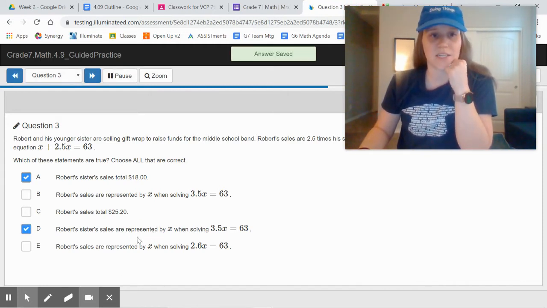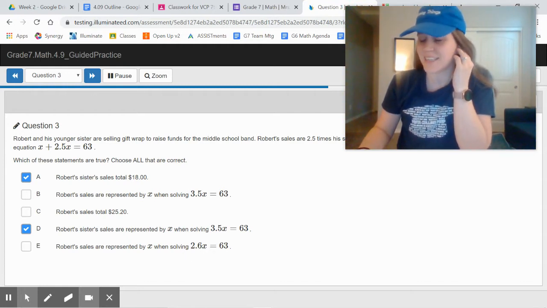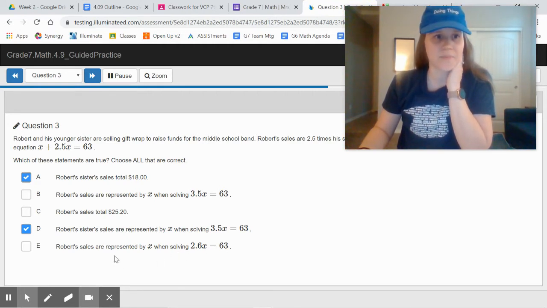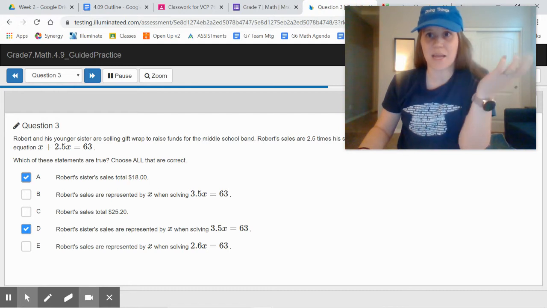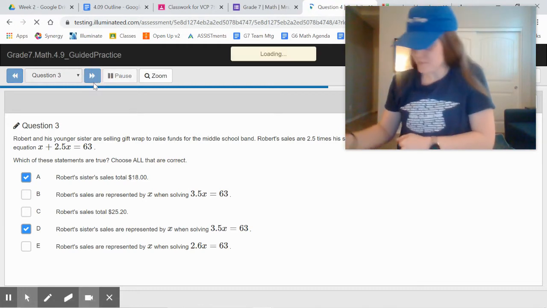E, Robert's sales are represented by X when solving 2.6x equals 63. Not relevant. We didn't solve that equation. You would get this equation if you added incorrectly. If you added the X and the 2.5x incorrectly, you would get this. But Robert's sales were never represented by X, so hopefully you wouldn't pick that one anyway if you made that mistake. All right, question 3, A and D, we're ready to go.